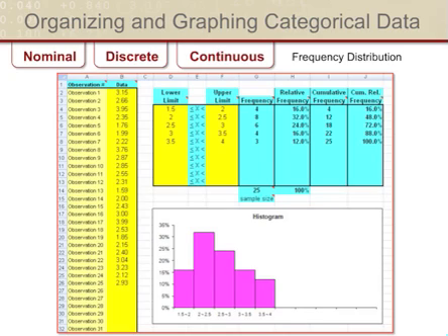So that's why they should be contiguous. And so the bars do touch each other for that very reason. If they touch each other, it's a histogram. If they don't, it's just a straight old bar graph.